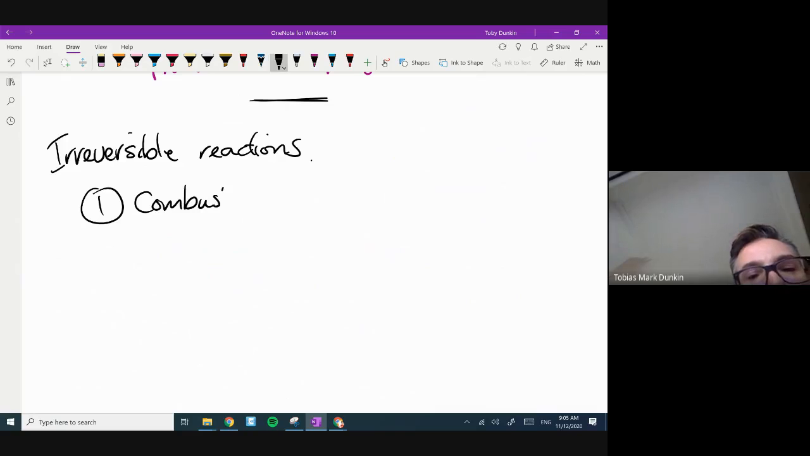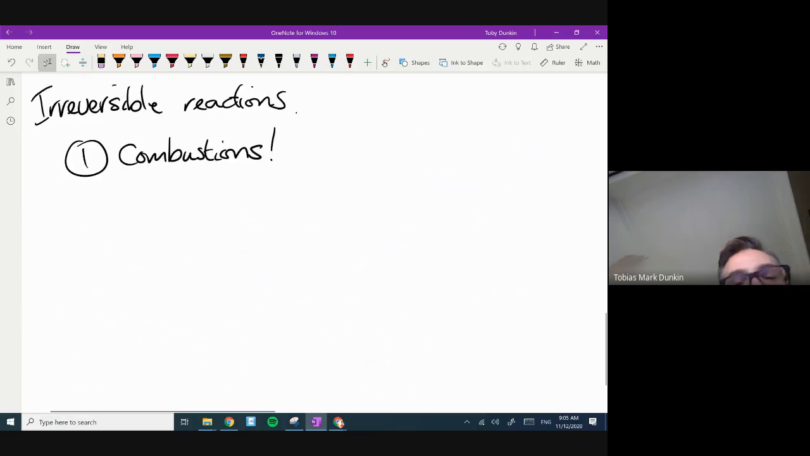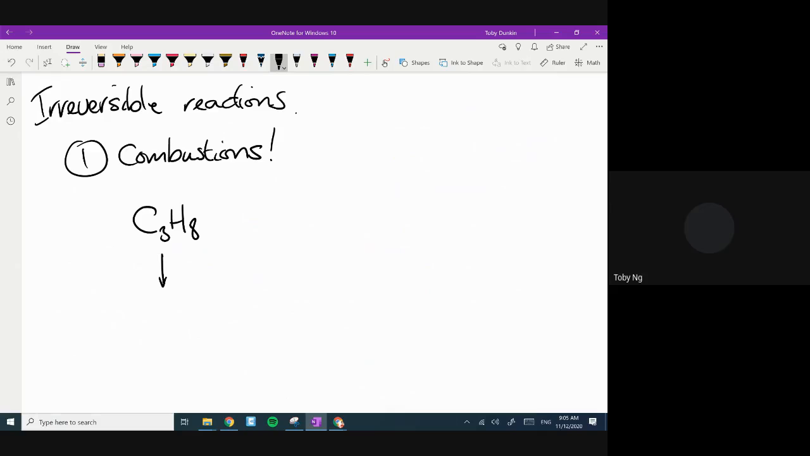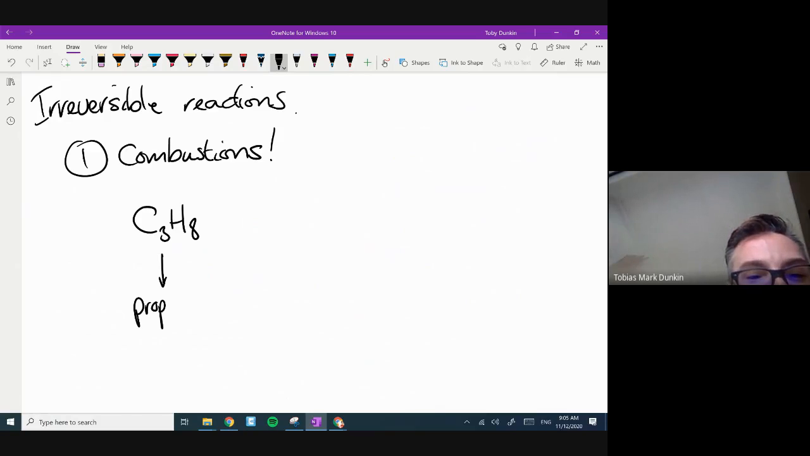Combustions are really the classic example of irreversible reactions. We're going to take something like, let's do the example. I'm moving through the classroom slowly. I've just done Ben. I've got Toby. Toby, can you please name this guy for me? Name that guy. Propane. Well done. Outstanding. Good job.